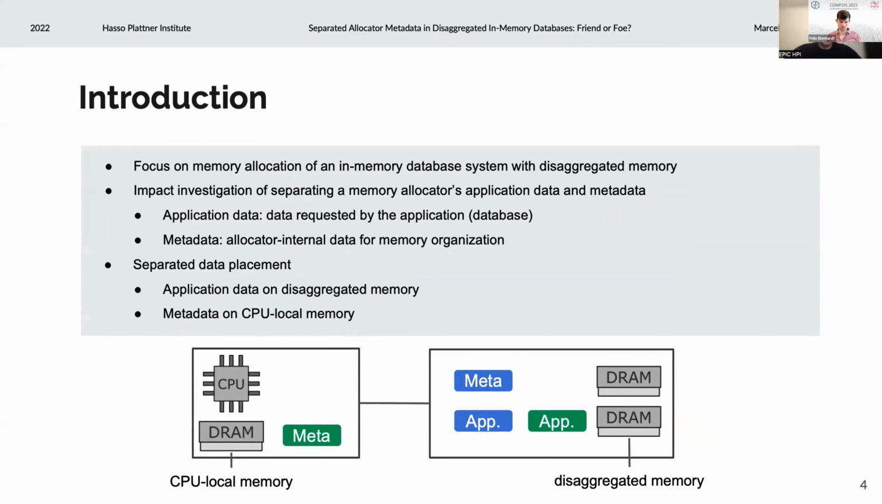With separating the data, we mean separated data placement. Usually, both application data and metadata are stored on the same kind of memory. In the shown figure, this scenario is illustrated in blue, where all data is stored on disaggregated memory. With disaggregated memory having a higher access latency compared to CPU local memory, we investigated whether storing metadata on CPU local DRAM while application data is stored on disaggregated memory has a positive performance impact. In the figure, this scenario is illustrated in green.